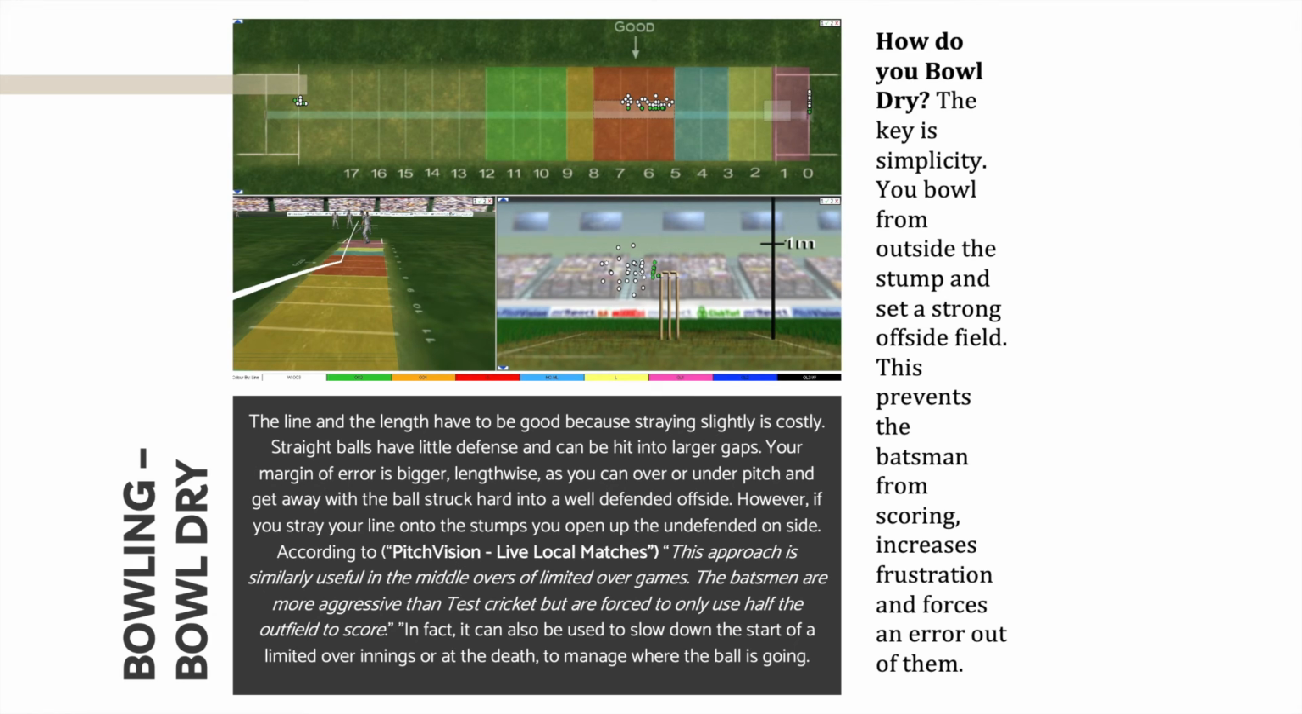According to Pitch Vision, this approach is similarly useful in the middle overs of limited over games. The batsmen are more aggressive than Test cricket, but are forced to only use half the outfield to score. In fact, it can also be used to slow down the start of a limited over innings or at the death to manage where the ball is going.